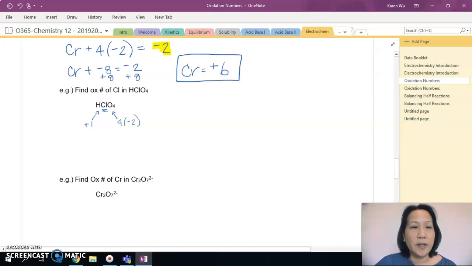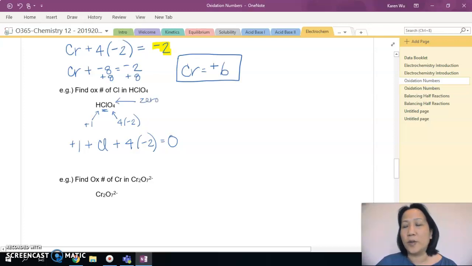All right. So let's add this up. Hydrogen is a +1, whatever chlorine's charge is, and then 4 of the oxygen, each at -2, and the whole thing adds up to 0. And so the reason why I know the whole thing adds up to 0 is because this whole molecule is neutral. There's no charge, right? Let's see. So that's a -8 plus 1 is a -7. What?